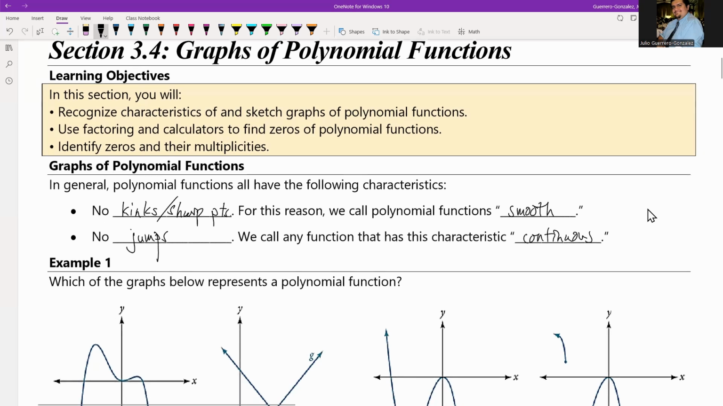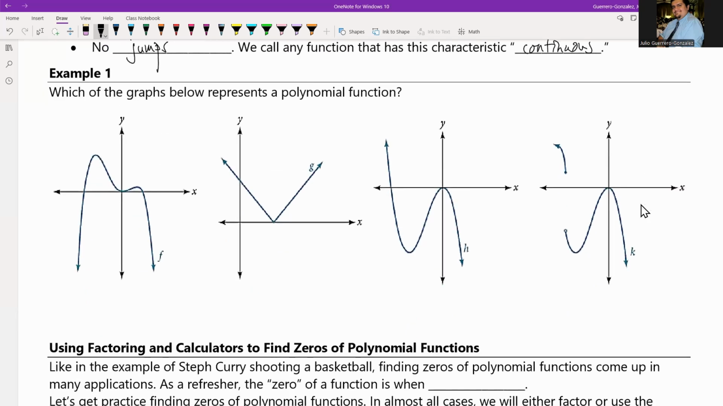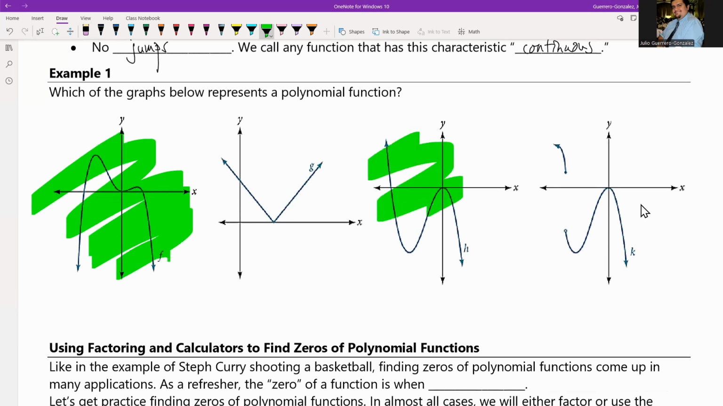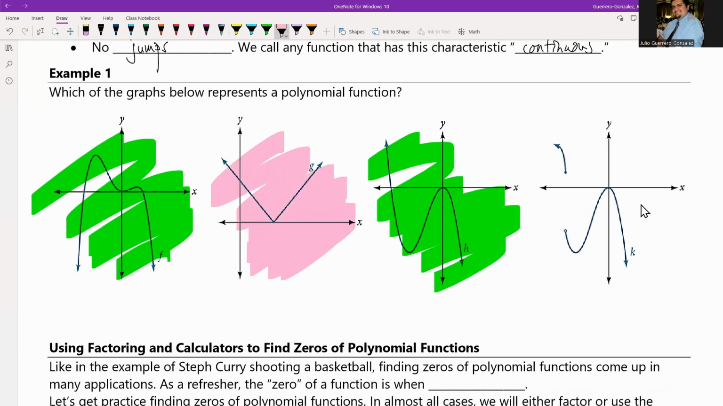Usually the graphs of polynomial functions will look something like this one and this one. Graphs that look like these two, right? This one has a very sharp edge there, and this one's got a jump. So these two wouldn't be polynomial functions. They look like they would, but they're not.